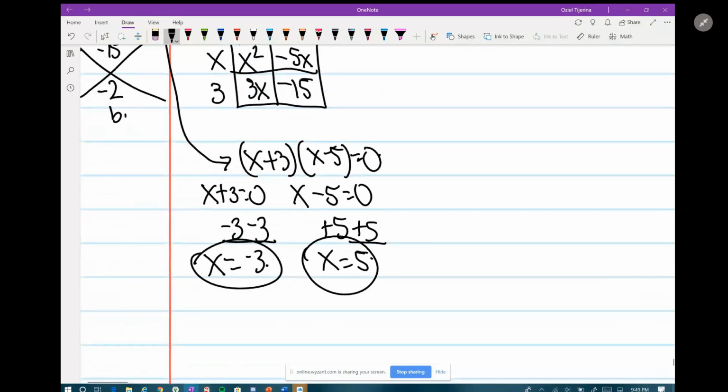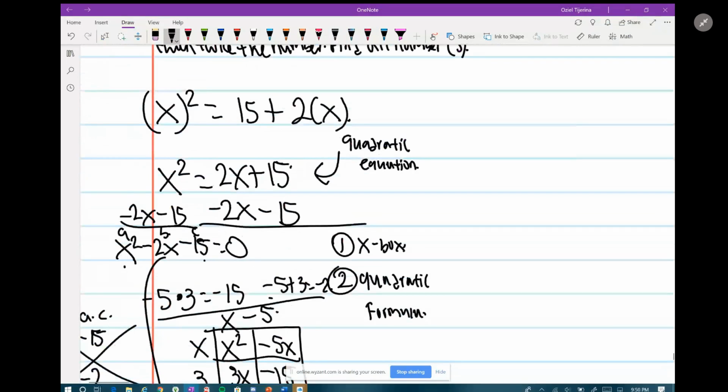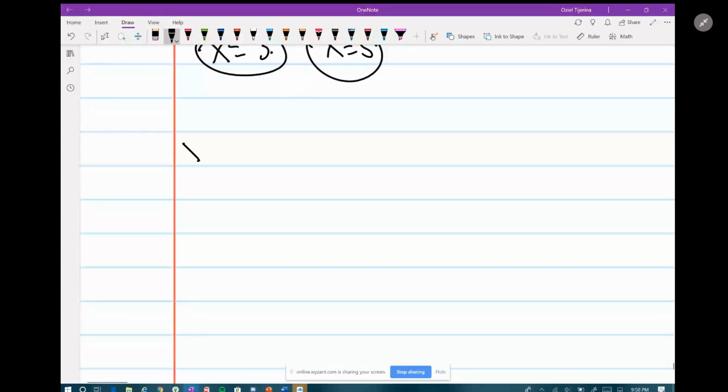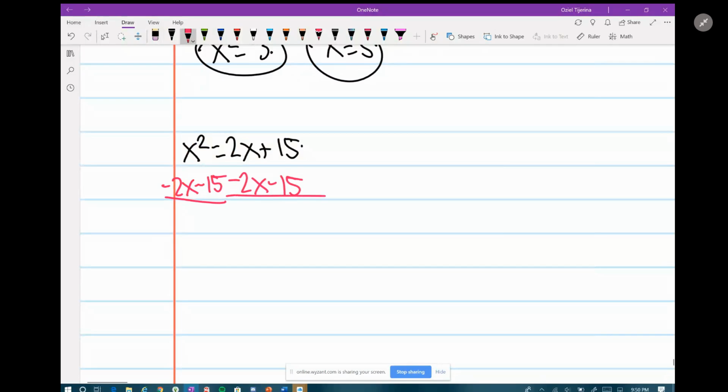If you want to do it using the quadratic formula, we have x squared equals 2x plus 15. We do the same thing. It doesn't really matter how you do it, like what you subtract, as long as you get it set equal to 0. There's a lot of ways to do this. So you have x squared minus 2x minus 15 equals 0. And then you use the quadratic formula.